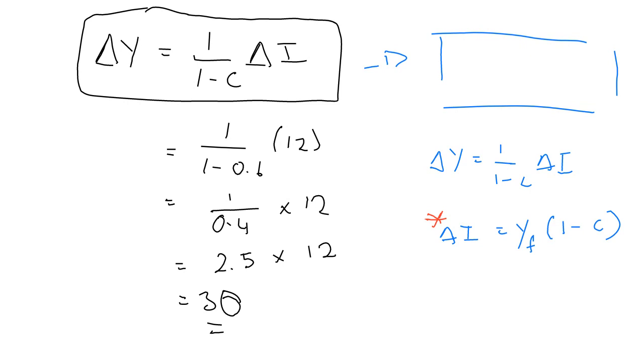And that then concludes chapter 17, which is the simple Keynesian model.